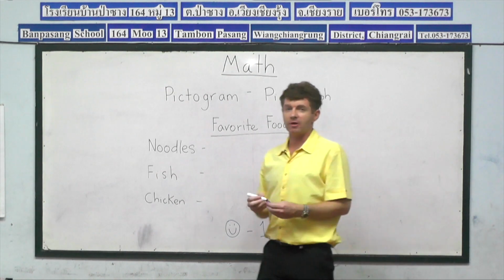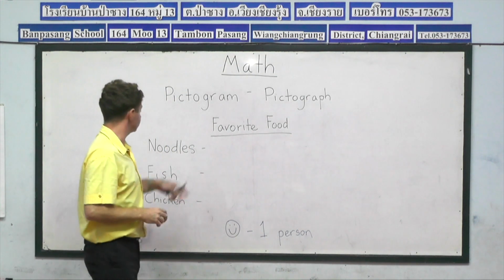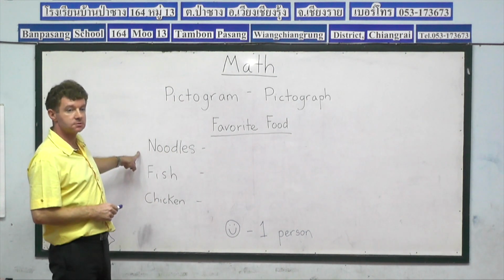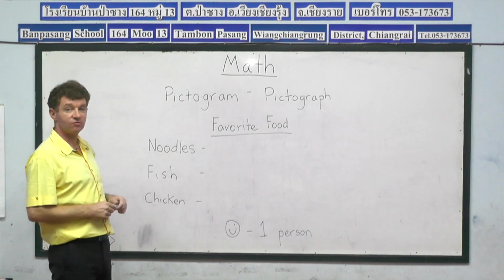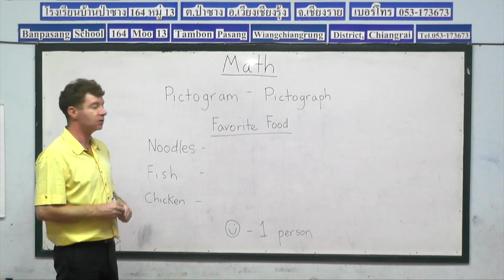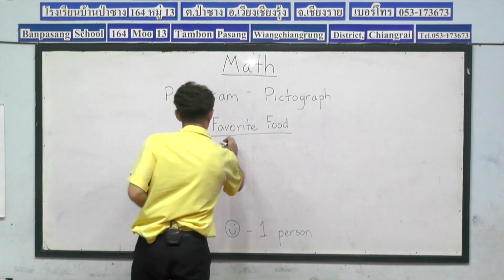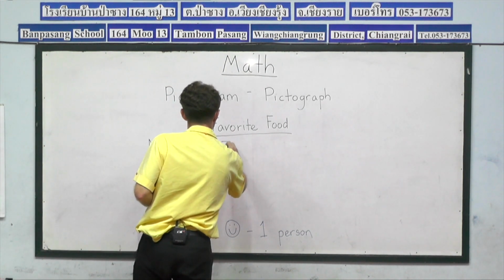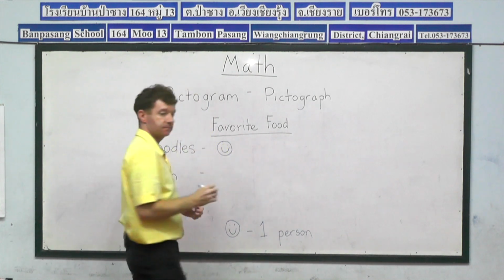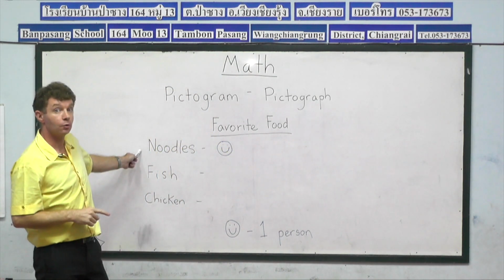And to demonstrate, I will go first. So let me see, out of our three choices, noodles, fish, chicken. I like noodles the most. Noodles is my favorite food. So I will draw a smiley face here. So that's one vote for noodles.